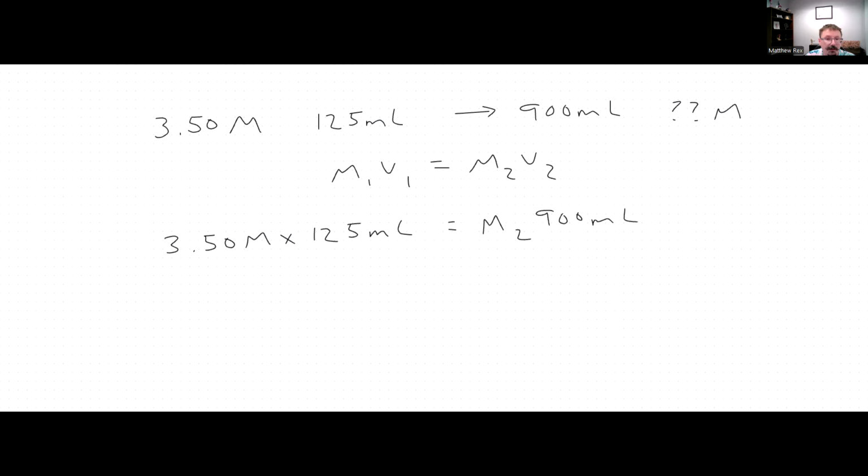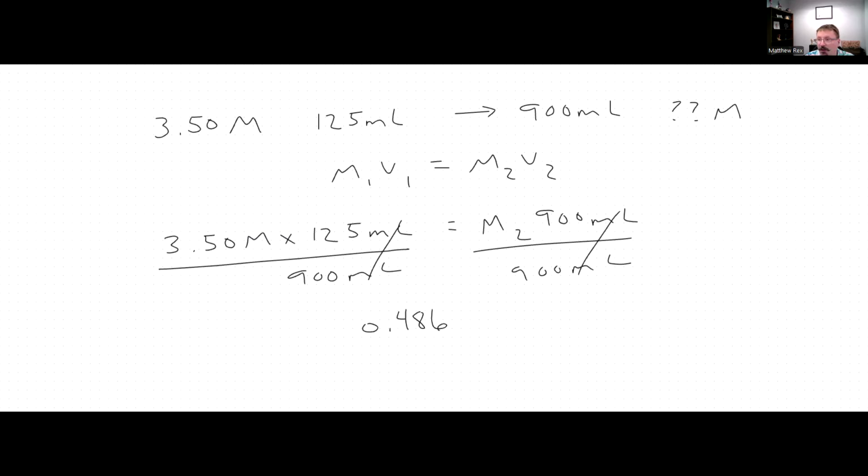So if I divide both sides by that 900 milliliters, then I'll have my concentration here in molarity, which should be 0.486 molar, or A. Should be lower, noticeably lower than what we started with. Our volume's about 7 times as much. So it makes sense that we'd have about 1/7 the concentration there.